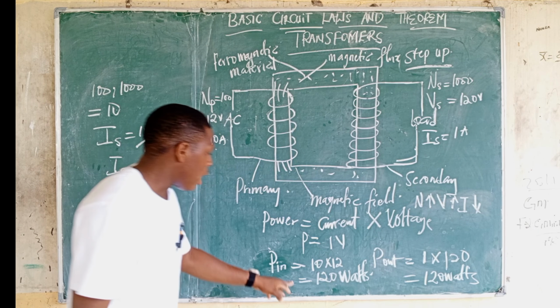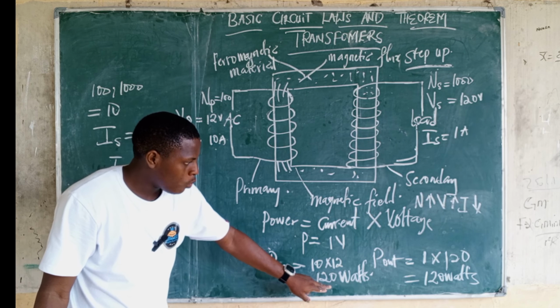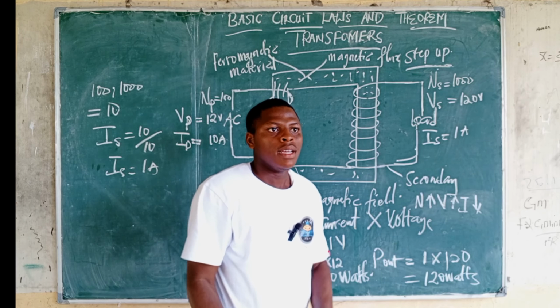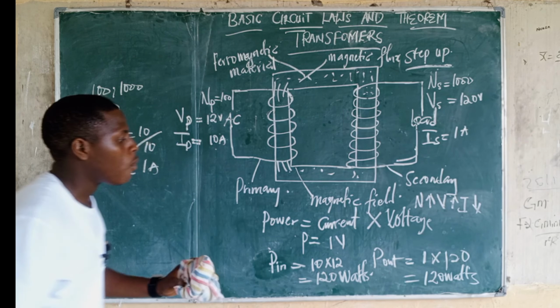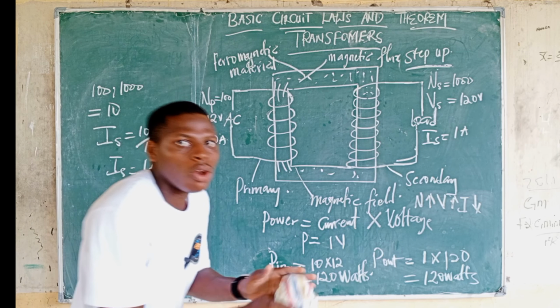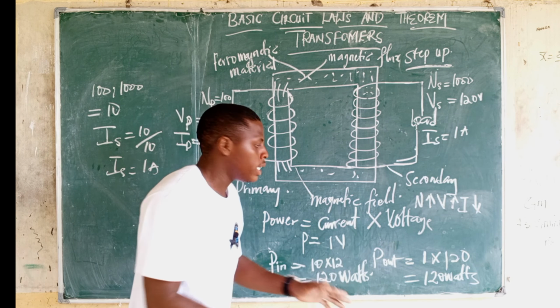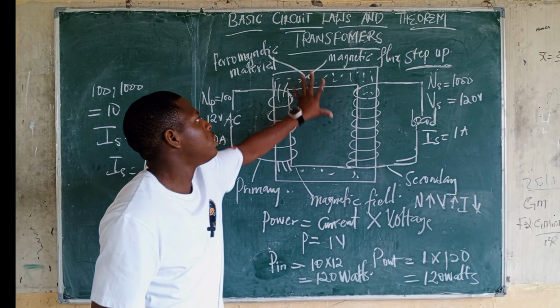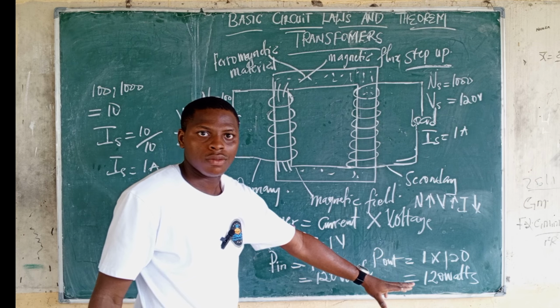Power output. Now look at your power input. You have 120 watts, and your power output is 120 watts. That is how the transformer works when we ignore losses. But if losses are being considered, then it will not be the same, because those losses will try to reduce these values.